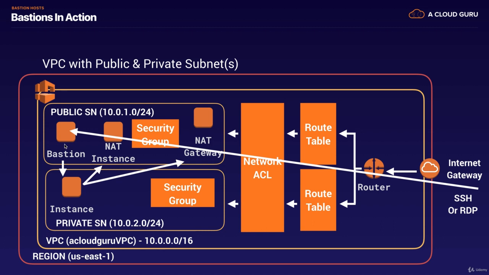So that's all a Bastion is. It's a way of SSHing or RDPing into your private instances in your private subnets, and you essentially just focus on hardening this Bastion host. You can also get Bastion host AMIs from the AWS AMI community marketplace.